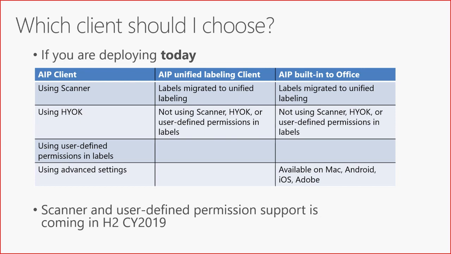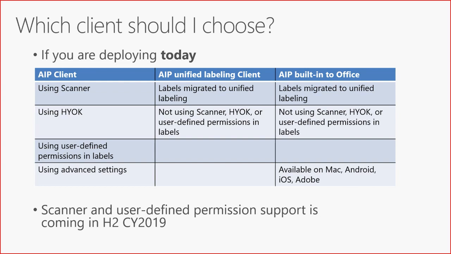So on the screen, we have the three columns. We have AIP client, AIP unified client, and then we have the features built into Office. And at a high level, we have the features that will kind of push you one way or the other today. So if Scanner is something you need to deploy right now, then you're using the AIP client. Same with hold your own key, and also user-defined permissions and advanced settings.